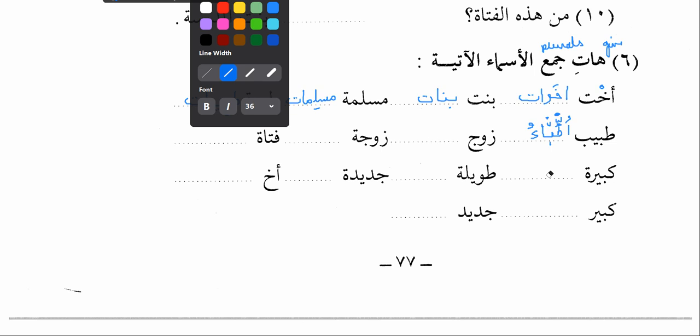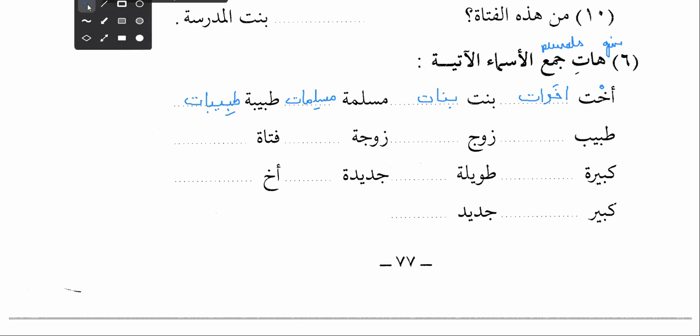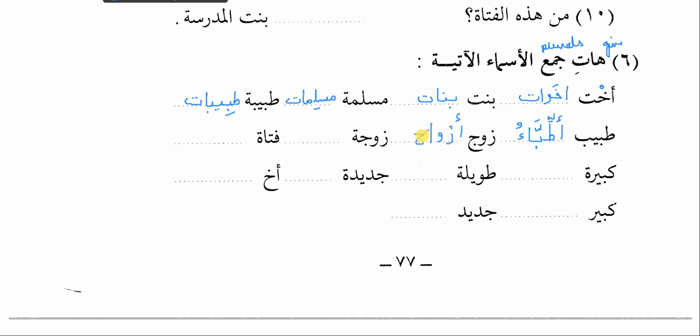Tabib, at-tibba'u. There's a shadda and kasra. At-tibba, ba with shadda and fatha, at-tibba'u, and Hamza at the end. Let me write it again. At-tibba'u. At with the shadda and kasra. Ba, shadda and fatha, and Hamza. Zawj, azwaj. Zawjah, zawjat.